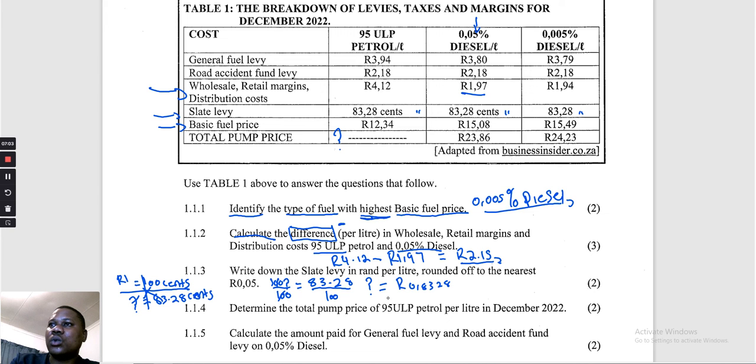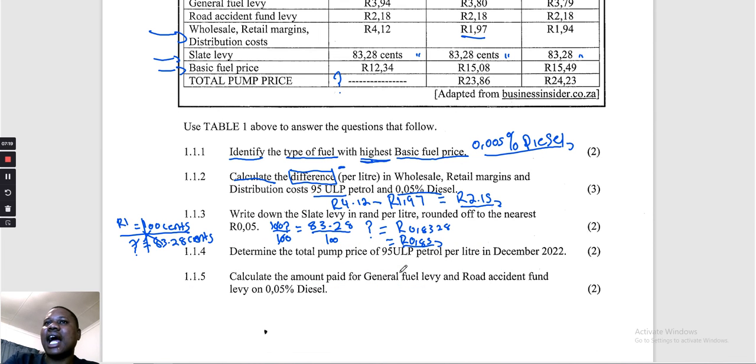That gives us 0.8328. Okay, so remember they said we must round up to the nearest 5 cents. So if we round up to the nearest 5 cents, we're going to have 0.85. Okay, in that order. Now let's continue to number 4.